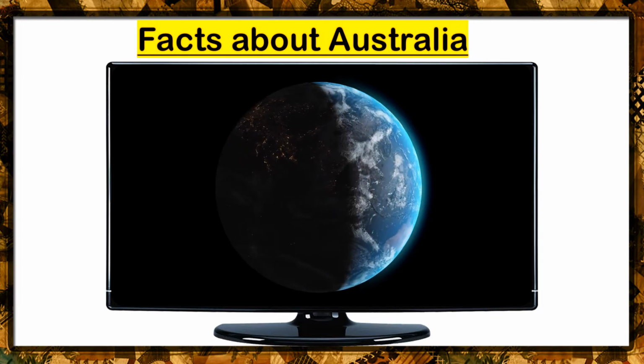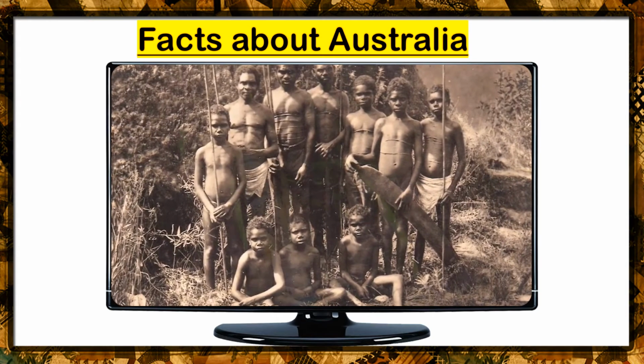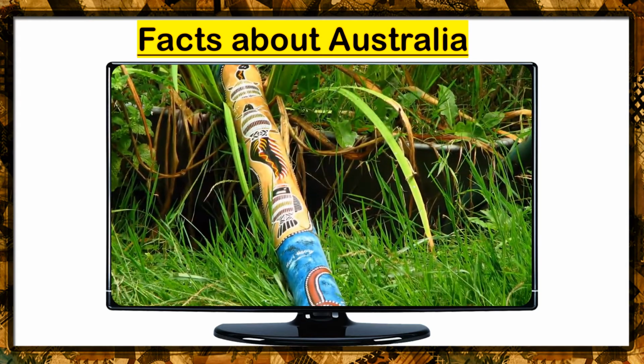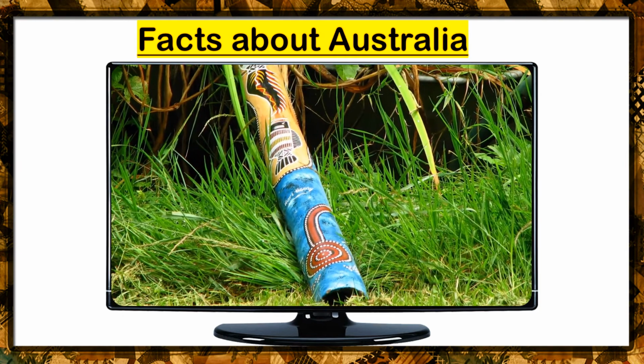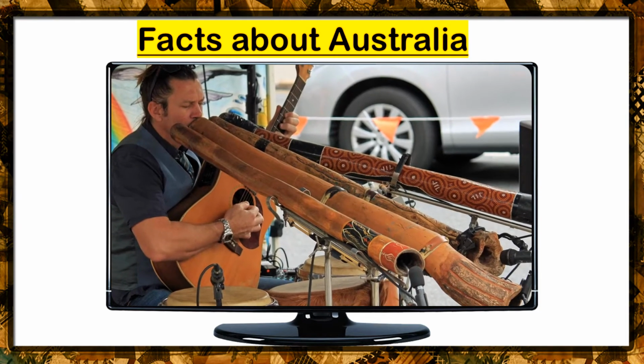The first people who ever lived in Australia are known as Aboriginal Australians. They created some cool things, including a musical instrument called a didgeridoo. This is a long tube traditionally made from wood. It makes a very unique sound.